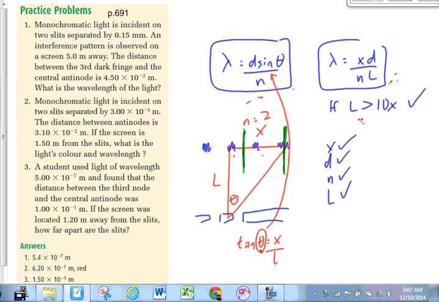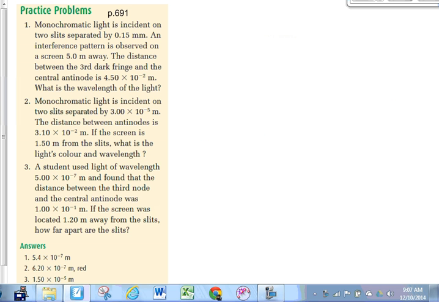1.5, right? So this is 0.5, this is 2, 2 minus 0.5 gives me a value for n of 1.5. All right, so our questions on 691. Any issues with those questions on 691? 3? Any others? No? Okay, let's take a look at number 3.